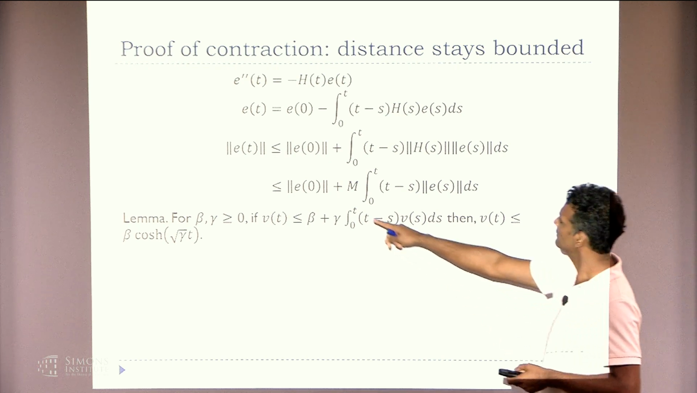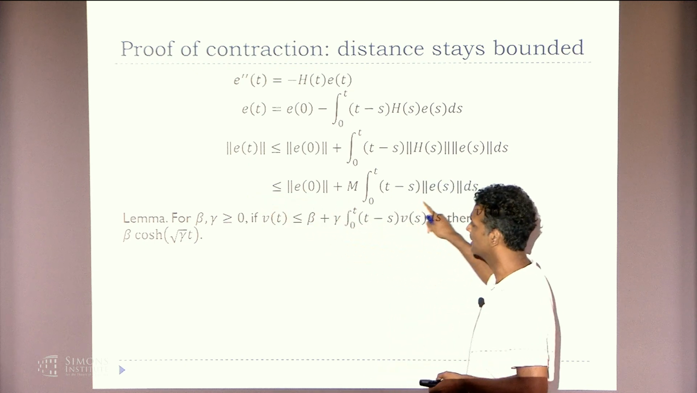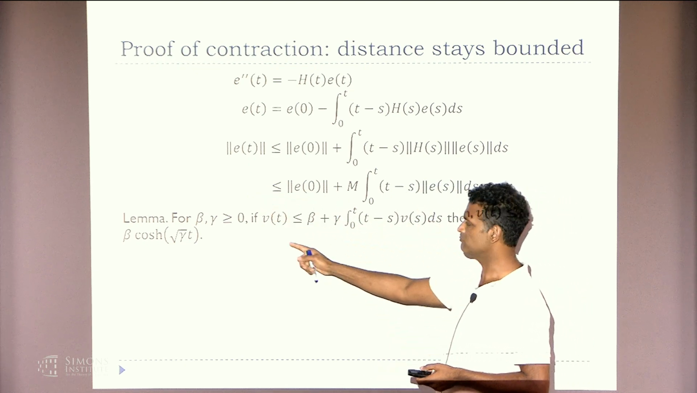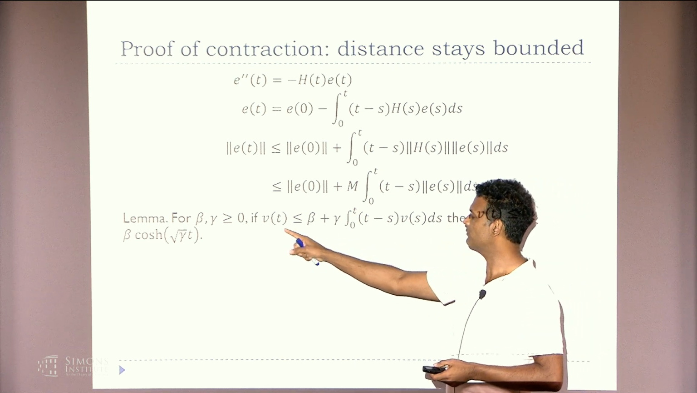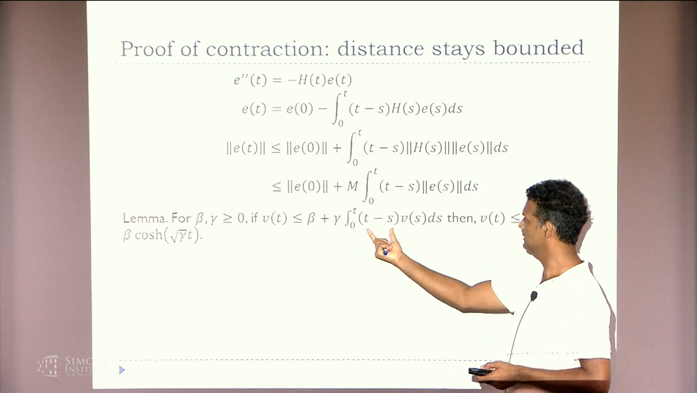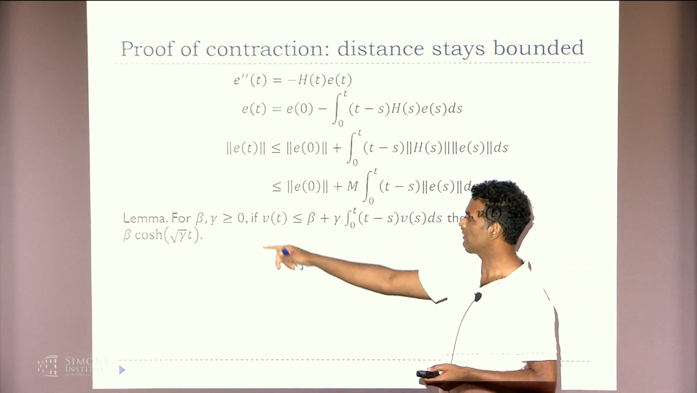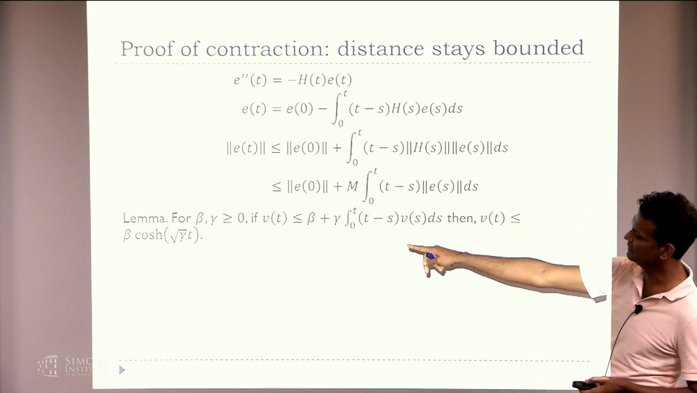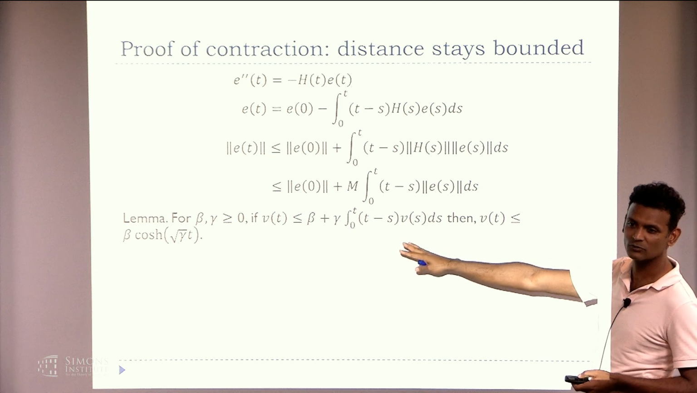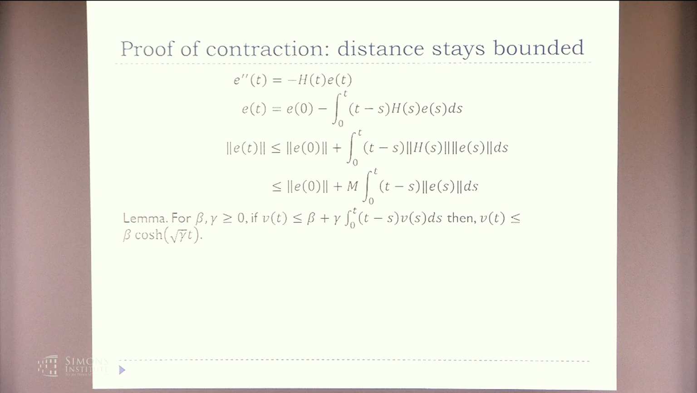Now, this here is a one-dimensional integral inequality. So you can say very generally that if you have any such one-dimensional inequality, v of t at most beta plus gamma times a similar expression, t minus s times v of s, where beta and gamma are non-negative, then in fact the general solution for this is that it's at most beta times the hyperbolic cosine of the square root of gamma times t. It's like an exercise in differential equations, but of course you can substitute and check.